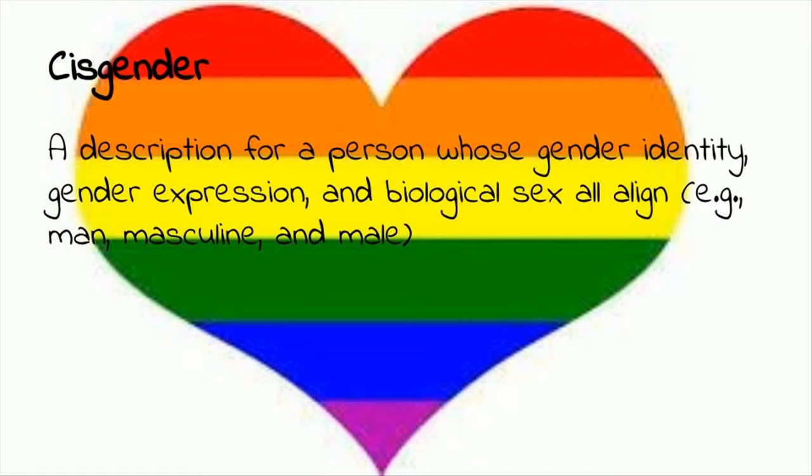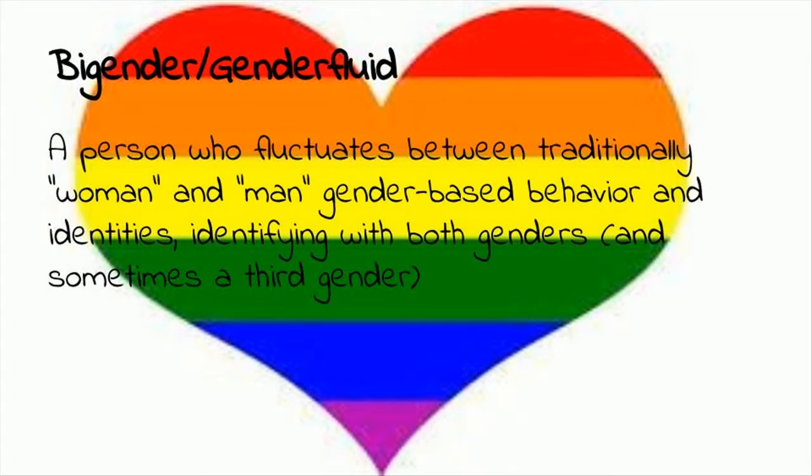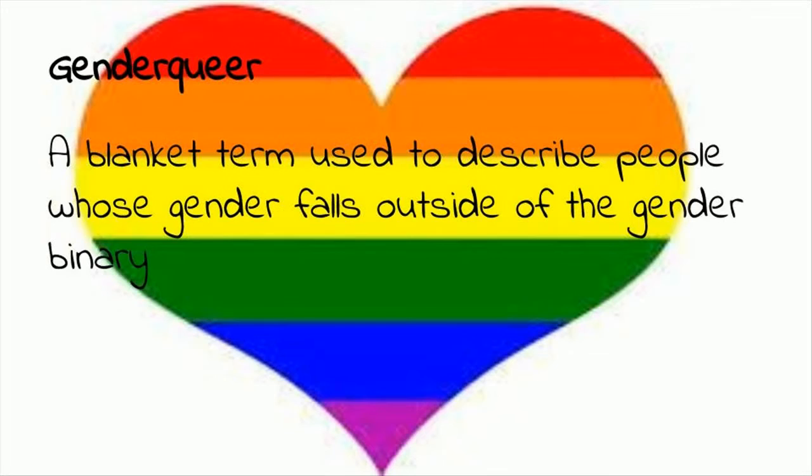Cisgender. A description for a person whose gender identity, gender expression, and biological sex all align, for example man, masculine, and male. Bigender/gender fluid. A person who fluctuates between traditionally woman and man gender-based behavior and identities, identifying with both genders and sometimes a third gender. Non-binary/genderless. A person who does not identify with any gender. Genderqueer. A blanket term used to describe people whose gender falls outside of the gender binary.